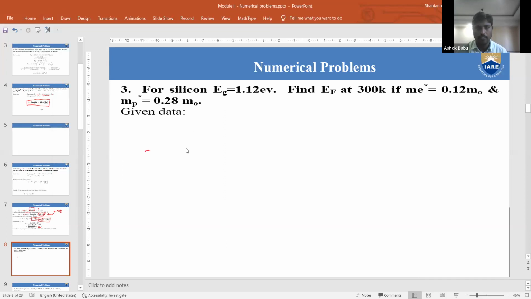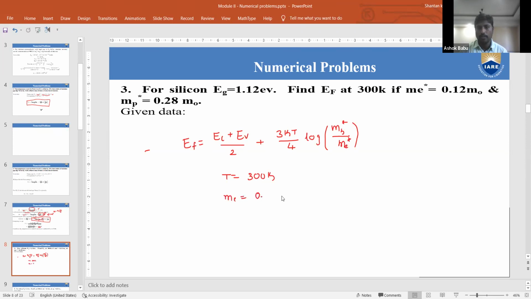So what is the formula for EF? EF equals EC plus EV by 2 plus 3 kT by 4 log Mh star by Me star. Write down the given data: temperature is given as 300 Kelvin and Me star equals 0.12 M naught, where M naught is nothing but the rest mass of the electron. No need to substitute here, that M naught is going to cancel.